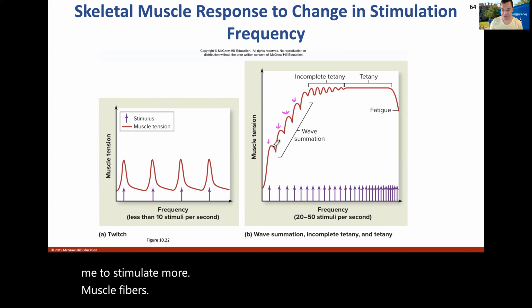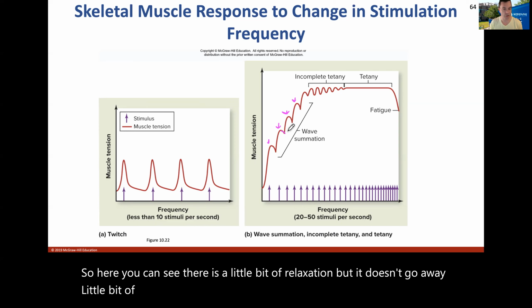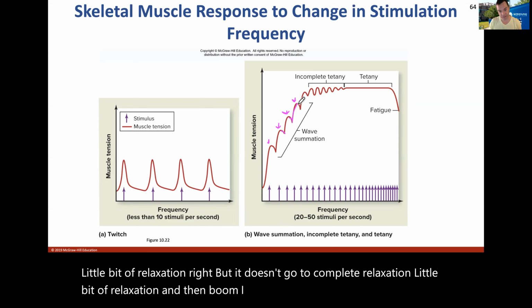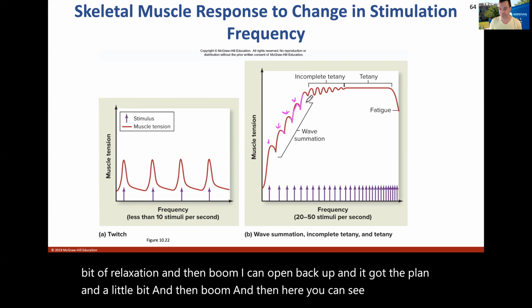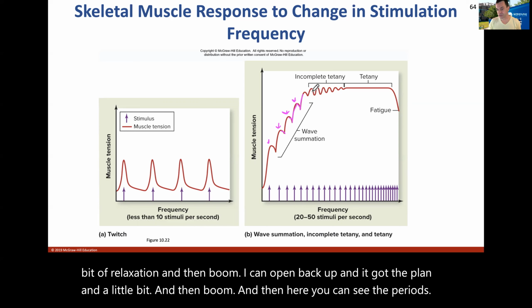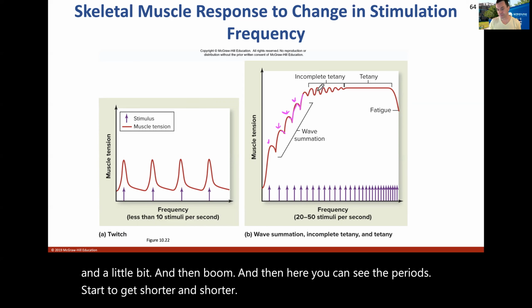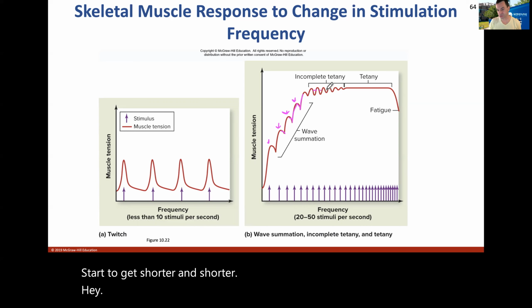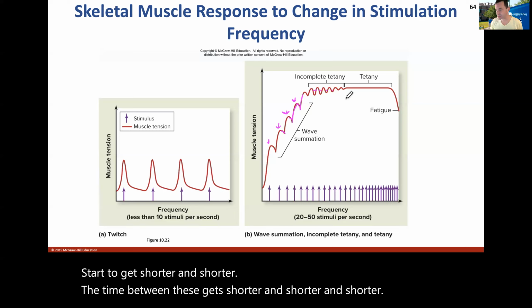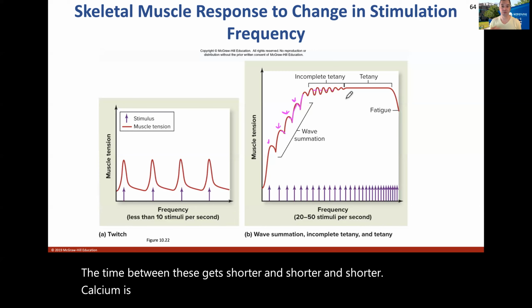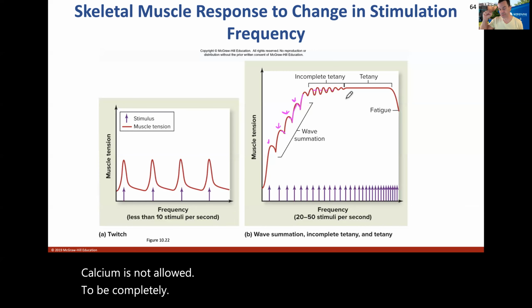So here you can see there is a little bit of relaxation, but it doesn't go away. A little bit of relaxation, but it doesn't go to complete relaxation. A little bit of relaxation, and then boom, I can open back up. And then here you can see the periods start to get shorter and shorter. The time between these gets shorter and shorter. Calcium is not allowed to be completely re-upped back into the sarcoplasmic reticulum and the cisternae.